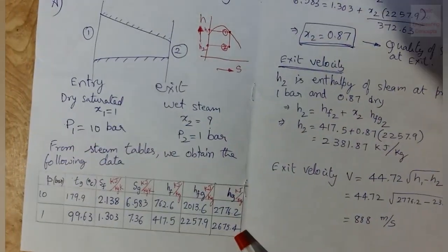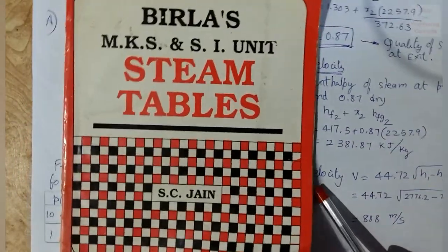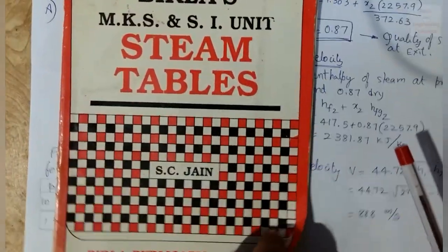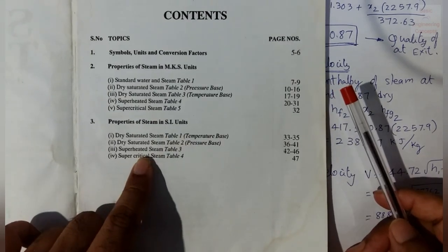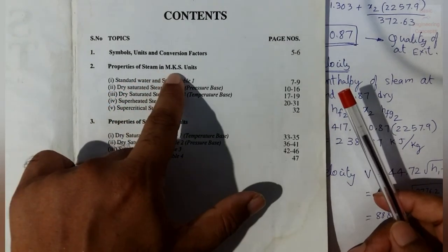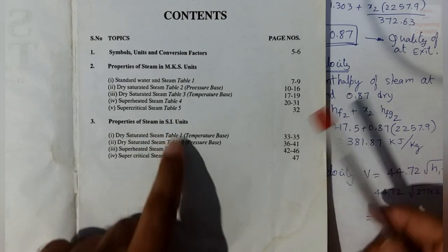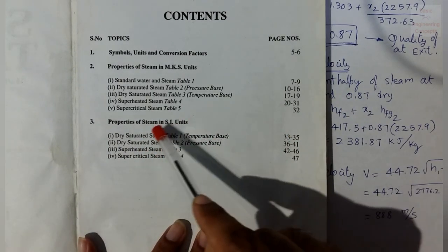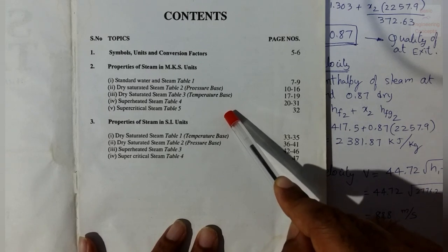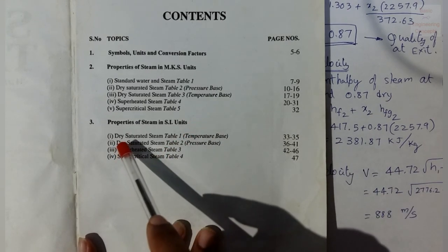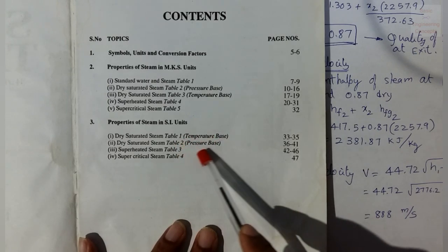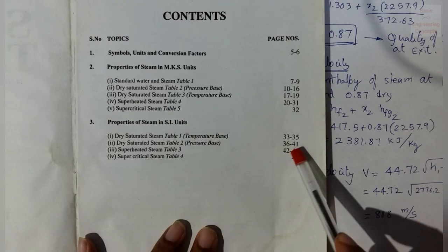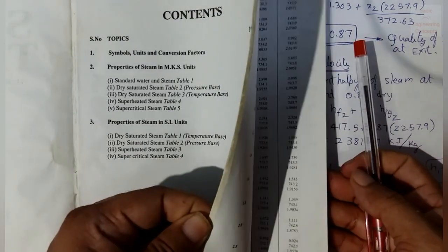Or we can use the steam table book. This is the steam table book which I have. In this, if you open the book, there are properties of steam in MKS units and properties of steam in SI units. We want properties of steam in SI units, because our unit of pressure is bars. So in this dry saturated steam table on pressure basis, we are finding based on pressure. Pressure basis, pages 36 to 41.